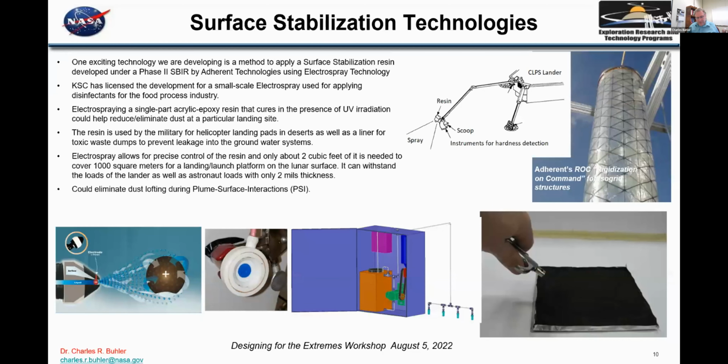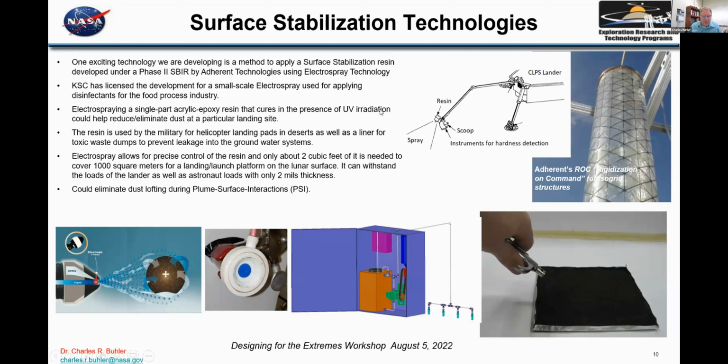Other dust mitigation technologies that we're working on include this surface stabilization technology. You have this inflatable plastic, if you will, that companies made rigidizable on command for structures, a single-part acrylic epoxy resin that can be sprayed onto a surface. So imagine a spray-on tarp, if you will.